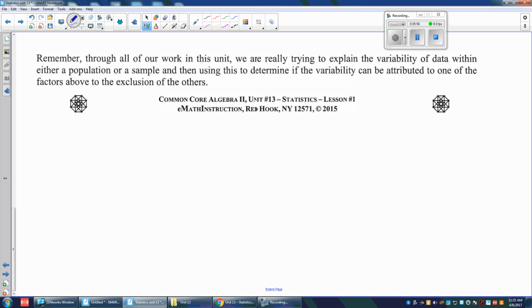Remember, through all of our work in this unit, we're really trying to explain the variability of the data within a population, everyone, or a sample, part of it. We're going to use this to determine if the variability can be attributed to one of the factors above to the exclusion of the others. It's important to understand those examples and definitions. Next page.